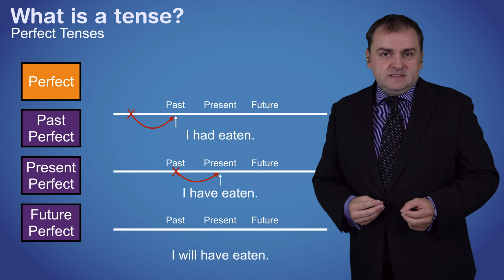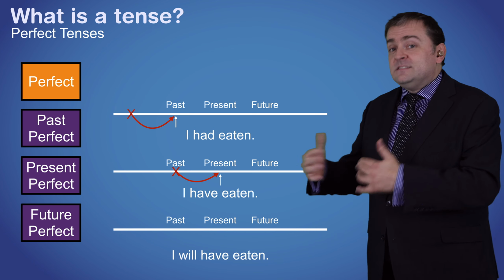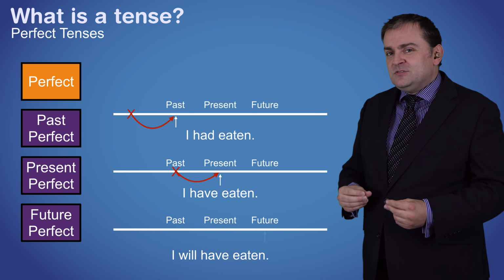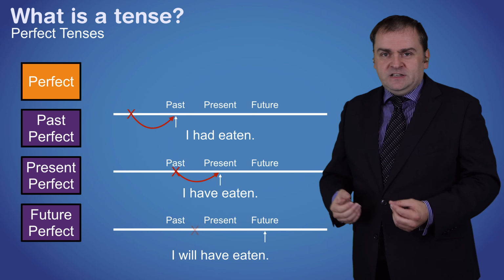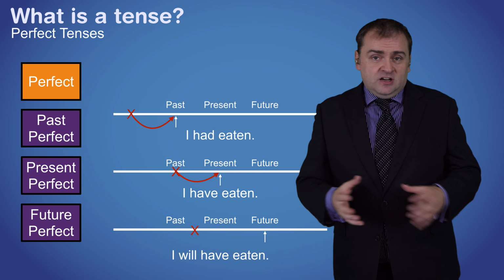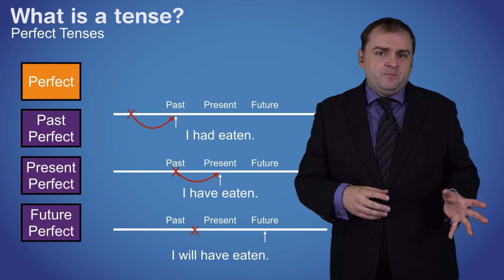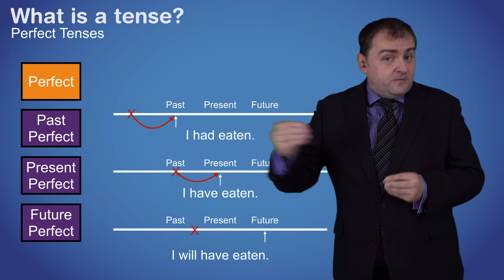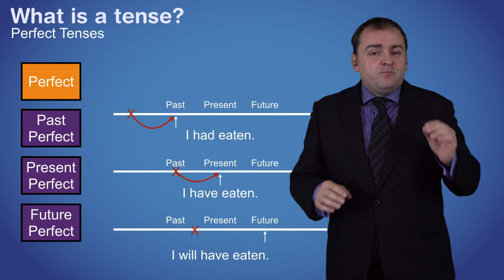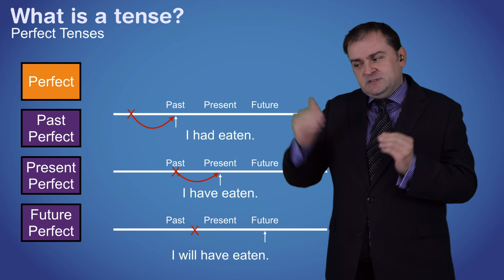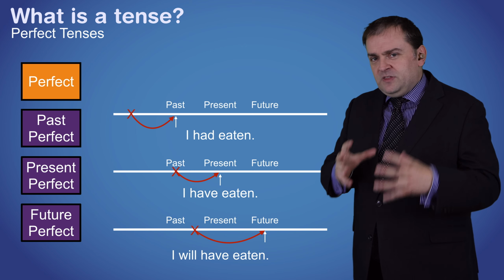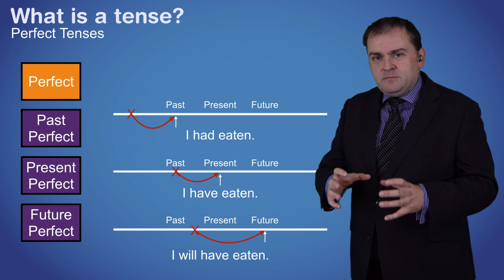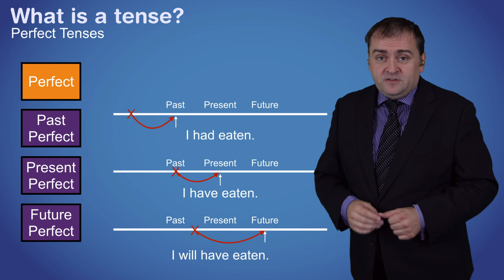In the future perfect, I will have eaten. We're talking about a time in the future when an action is finished. It could have started either in the past, the present, or earlier in the future. It doesn't matter, because our focus is on that specific point of time in the future. So the important thing is that by that time, the action has already finished.